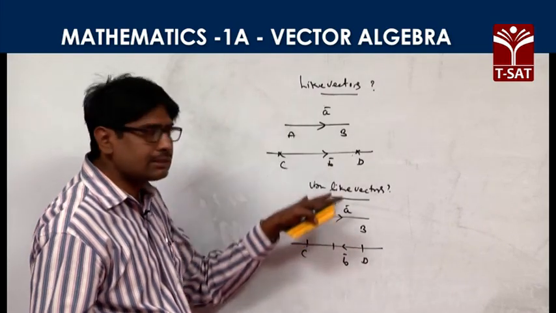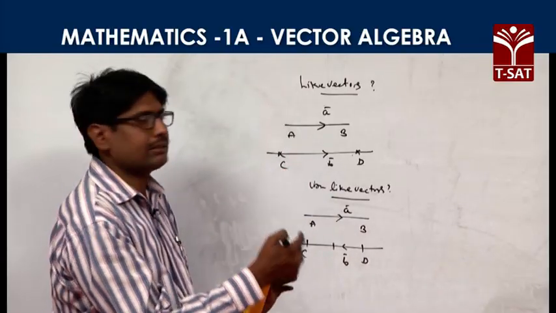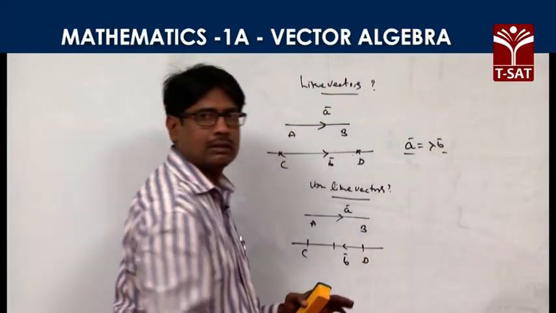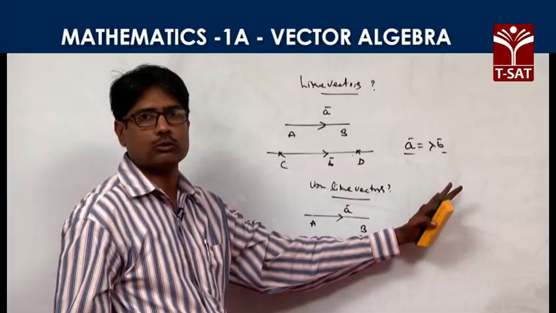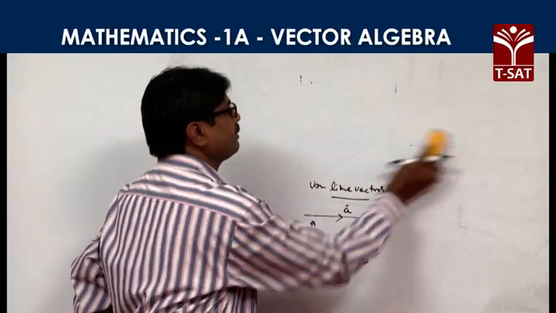Both like vectors and unlike vectors are parallel, and can be expressed as A bar is equal to lambda times B bar. That lambda may be positive or negative. Both of them are parallel vectors, like vectors and unlike vectors.